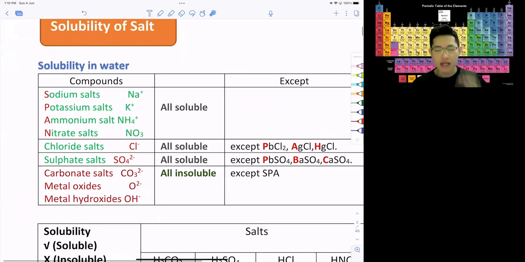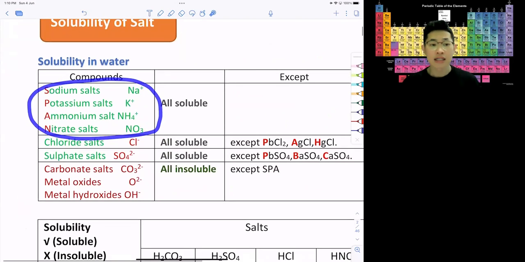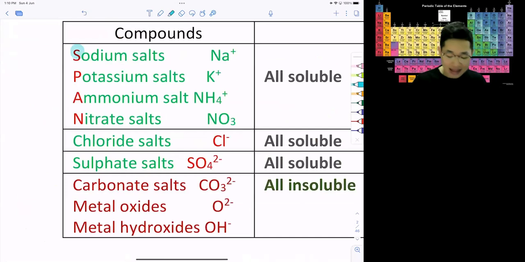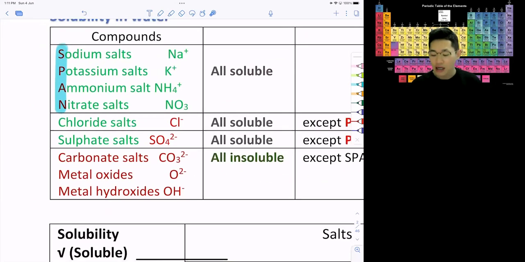Some salts are soluble in water, always soluble. They are the SPAN salts. We call them SPAN: S-P-A-N, sodium, potassium, ammonium, nitrate. Every time you see SPAN, confirm the salt is soluble.